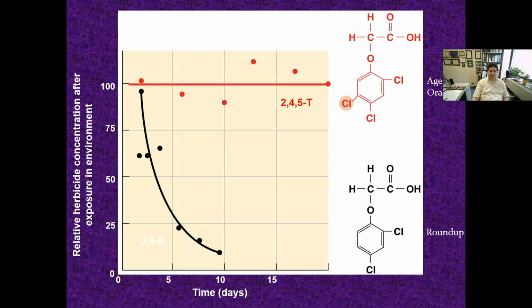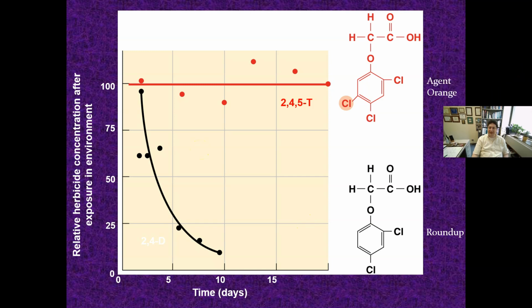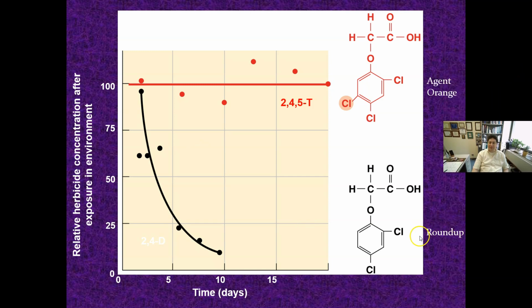Now, for example, if we look here, what we have here is two examples. This is Roundup. So if we look at the black line, now we read this graph by looking here. The x-axis is time, so as days go by. The y-axis is the relative concentration of the chemical in the environment. So if we spray Roundup here, you notice that over time it dissipates.